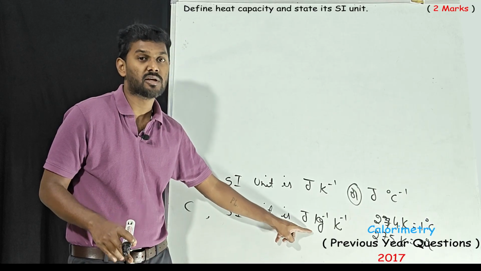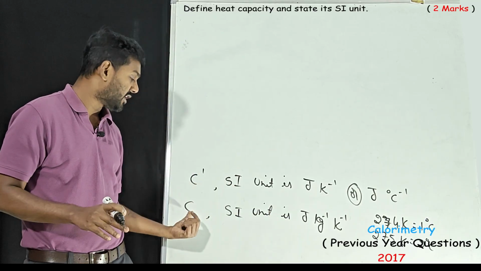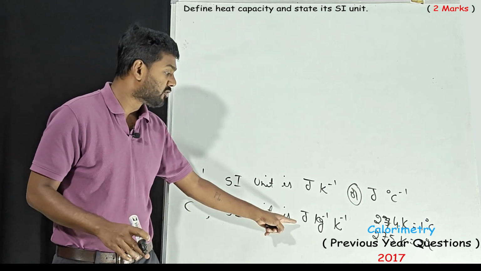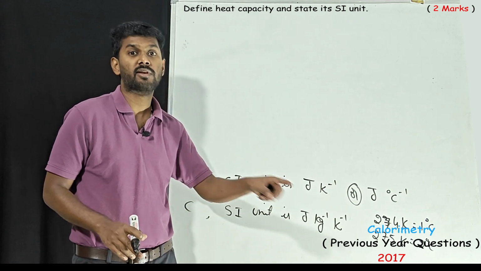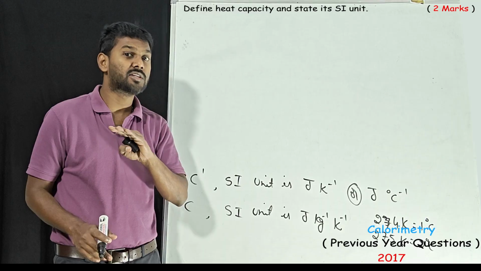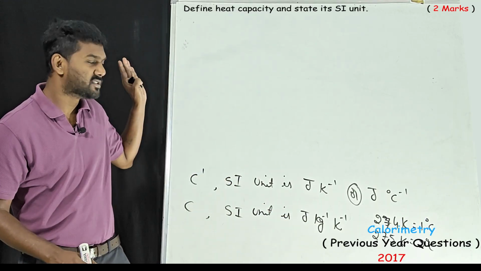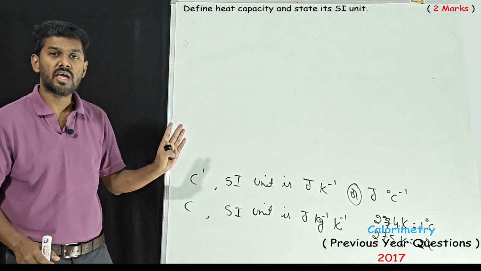If you write gram here, it is completely wrong. If they are talking about specific heat capacity and its SI unit, and you write joules per gram per Kelvin, it is completely wrong, because gram is not the SI unit, kg is the SI unit. So these are the definitions and these are the SI units.